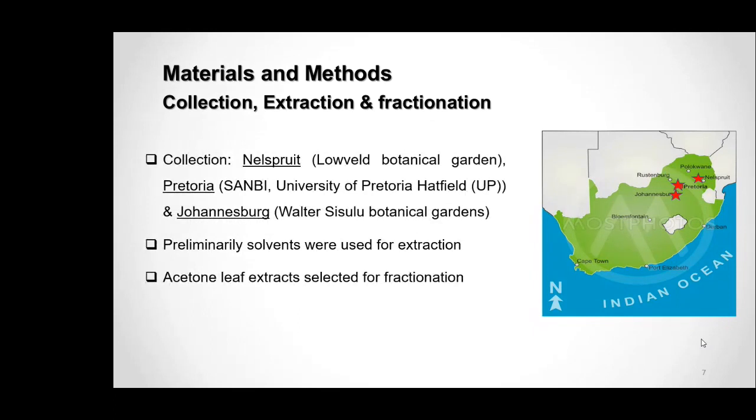Our leaves were collected at Nelspruit at the Lowveld Botanical Garden, and at Pretoria at Sunnyside, and also University of Pretoria main campus, and lastly at Johannesburg Walter Sisulu Botanical Gardens. After collection, our leaves were dried and ground into powder, and 5 preliminary solvents were used for extraction, and acetone leaf extract was selected for fractionation. Unfortunately, due to the unavailability of enough plant material, only extracts from Nelspruit and Pretoria Sunnyside were able to be fractionated, and solvent-solvent fractionation was used. We can move on.